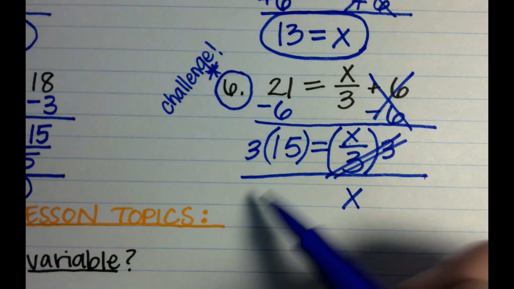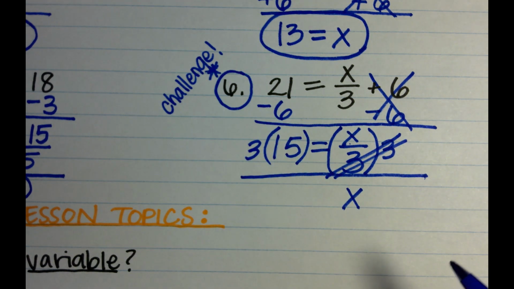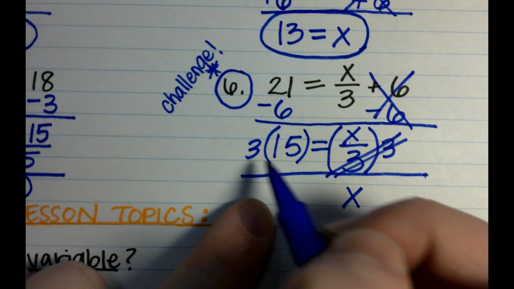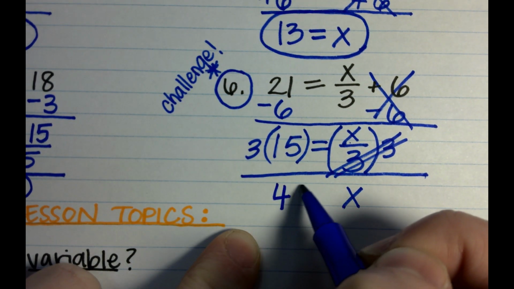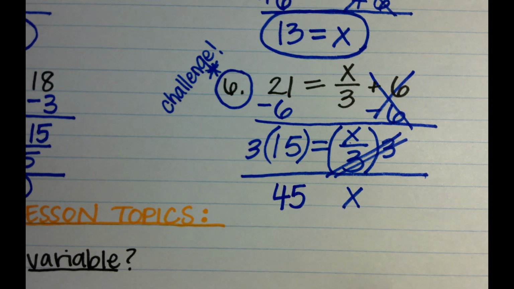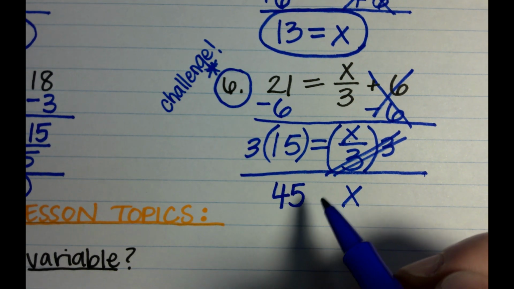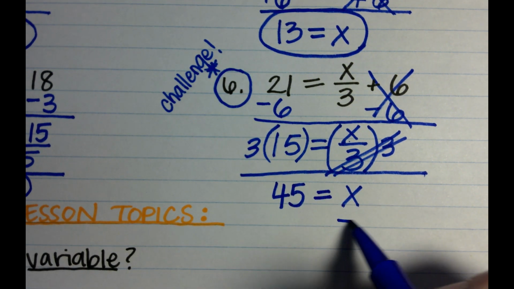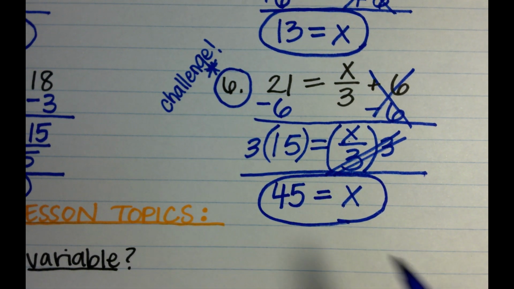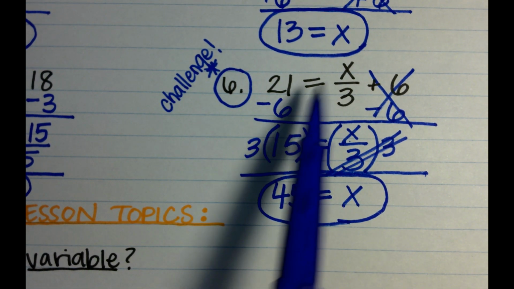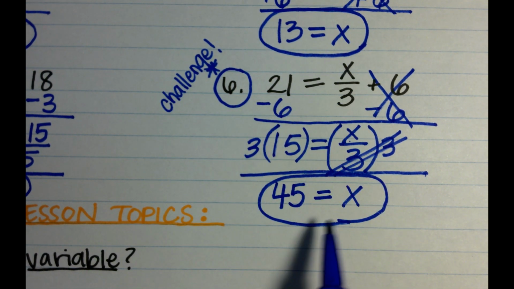3 times 15. 3 times 15. If you need your calculator for that, feel free to use it. 45. 45. Good. And what am I missing? The equal sign. The equal sign. Good. So in this case, our missing number x, our variable, x is equal to 45.